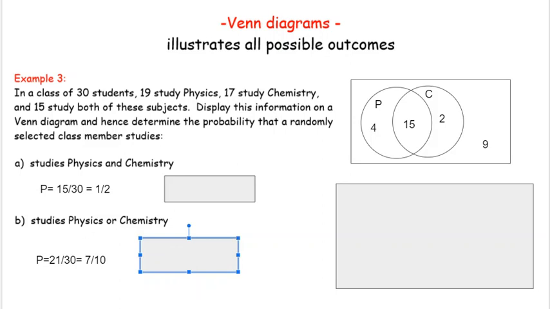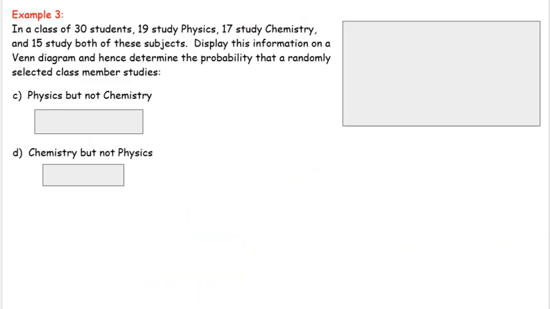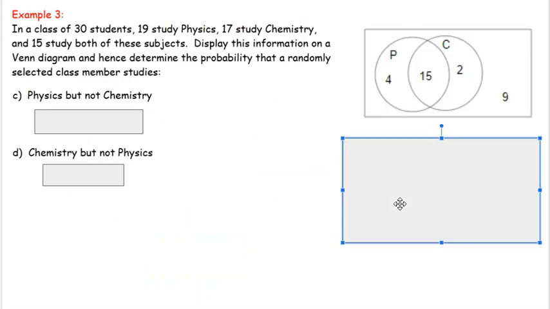Okay, let's go to the next one. So, same picture for each slide here. What is the probability that a student studies physics but not chemistry, and then chemistry but not physics? Write those down, compare with a neighbor. Okay, remember there are 4 students that study just physics, and there are 2 students that study just chemistry.